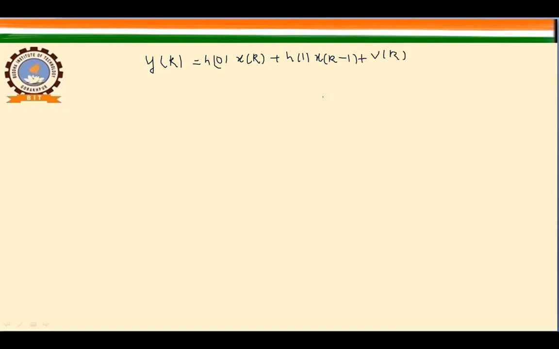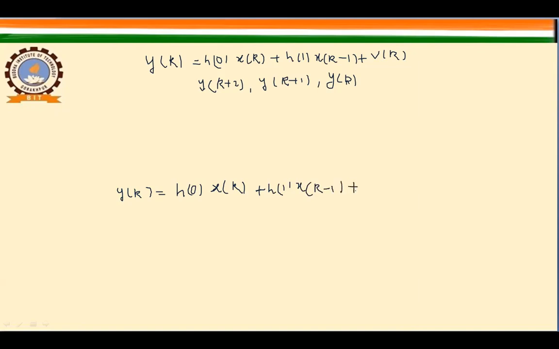और हमको लिखना है इनके सिंबल जो टैप्स हैं, जो आर इक्वलाइजर टैप्स हैं, ये y of k plus 2, y of k plus 1, y of k. सो पहला y of k क्या होगा, सिंपल, इट इज h naught x of k at transmitted symbol at time k plus h of 1 x k minus 1 plus v of k.